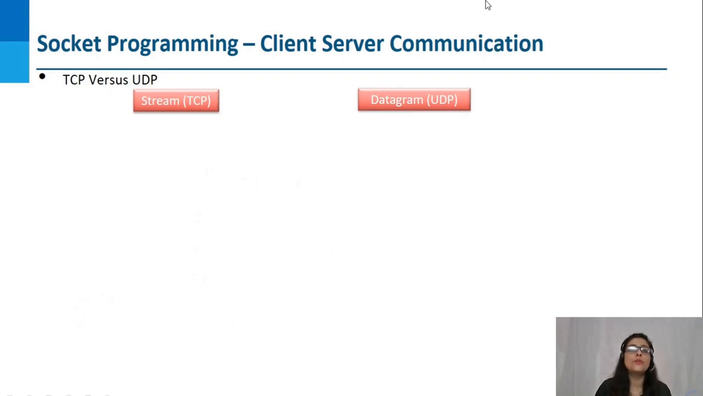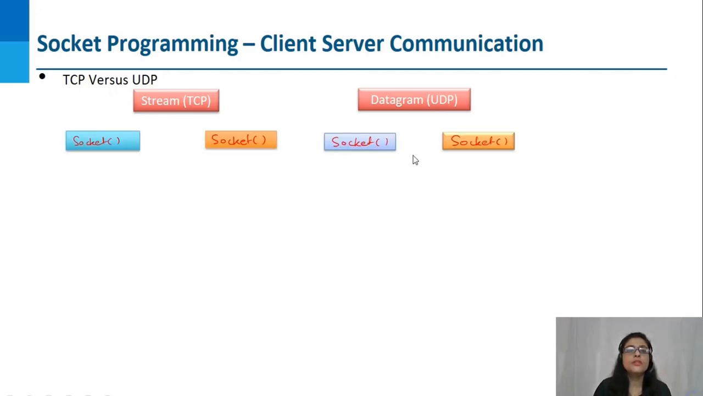Now let us understand socket programming, client-server communication, TCP versus UDP. For TCP, we are using the stream socket, and for UDP, we are using the datagram socket. So initially, let us understand the server side. And this is the client side for the stream TCP. And similarly for the datagram UDP, we have the server side and we have the client side.